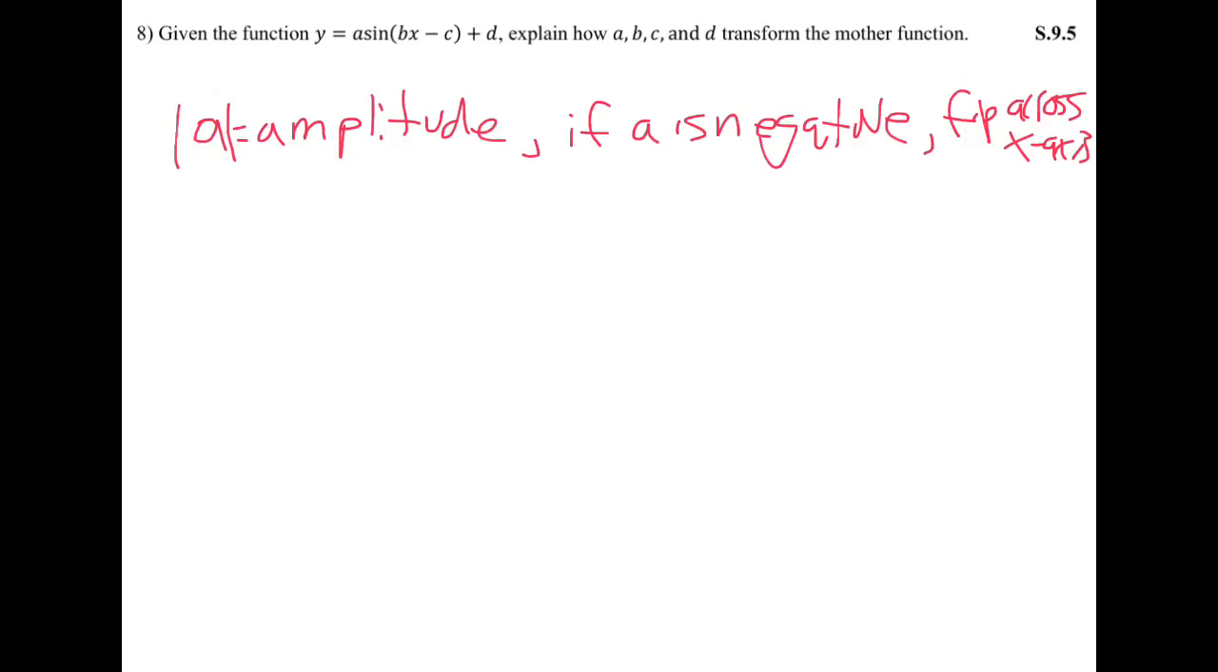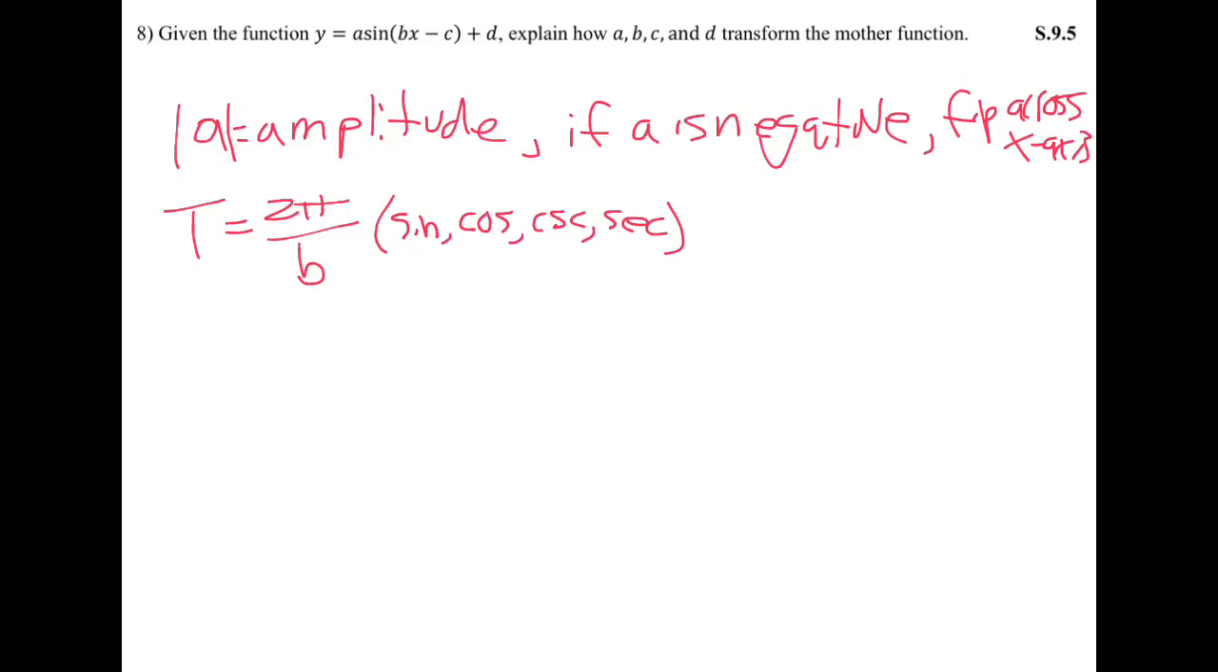Well, B does two things. B is going to affect your period, meaning the length it takes to go through one full cycle. And again, T is the period, and T will equal 2 pi, the normal period for sine, divided by B. Whatever that gives you, that will be the length of one full cycle. But that's only for sine, cosine, cosecant, and secant.